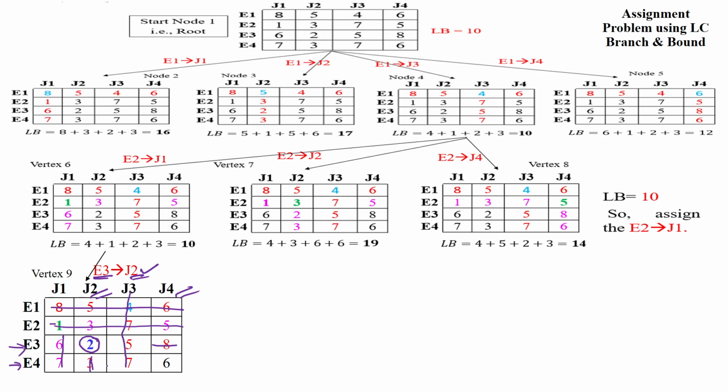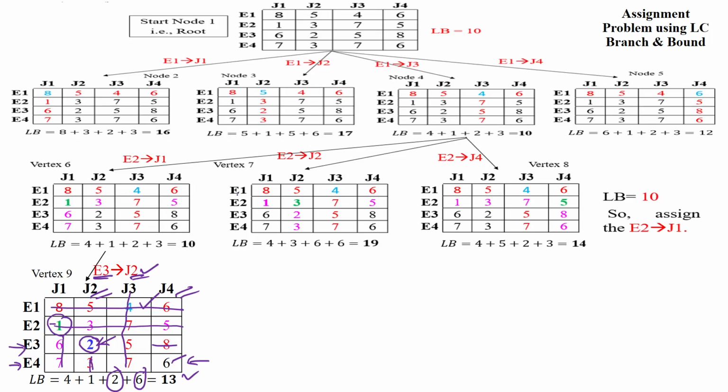Now we have to calculate the lower bound cost. 4 is already selected, 1 is selected for employee 2, and now job 2 is assigned to employee 3, that value is 6. Then only one row remains, and in that row 6 is the remaining value, which is the least cost value. So 6 is assigned, and we calculate the cost as 13.